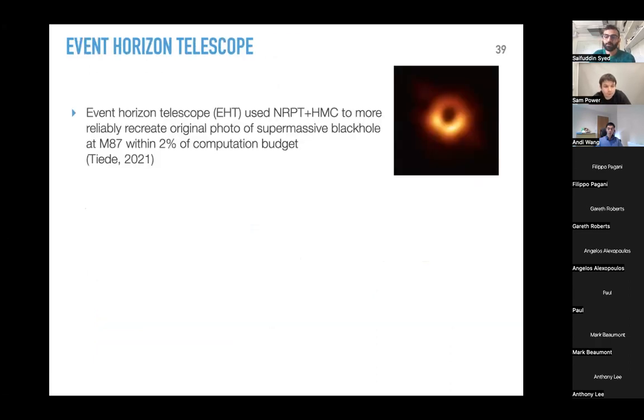Most recently, our work has actually been used outside of our own research group. The most notable application has been the Event Horizon Telescope. In 2019, when the original photo came out, in the background, it's actually a Bayesian problem.